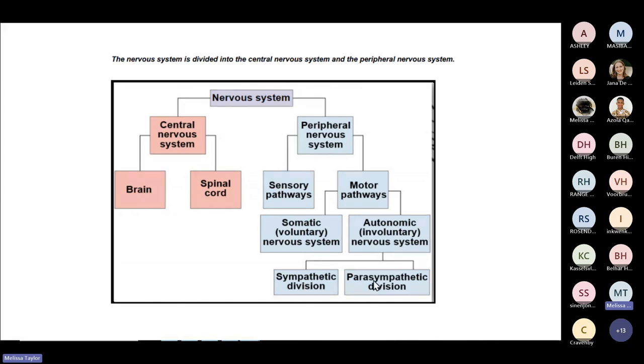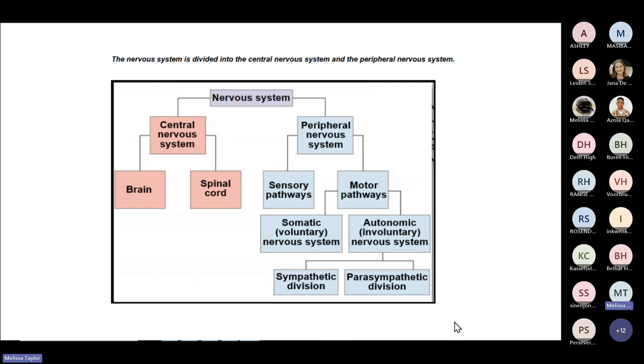Whereas parasympathetic is the rest and digest side of things. It's the slowing everything down, returning things to a more relaxed and normal state. Okay, so this is how the nervous system is kind of divided up and grouped together.